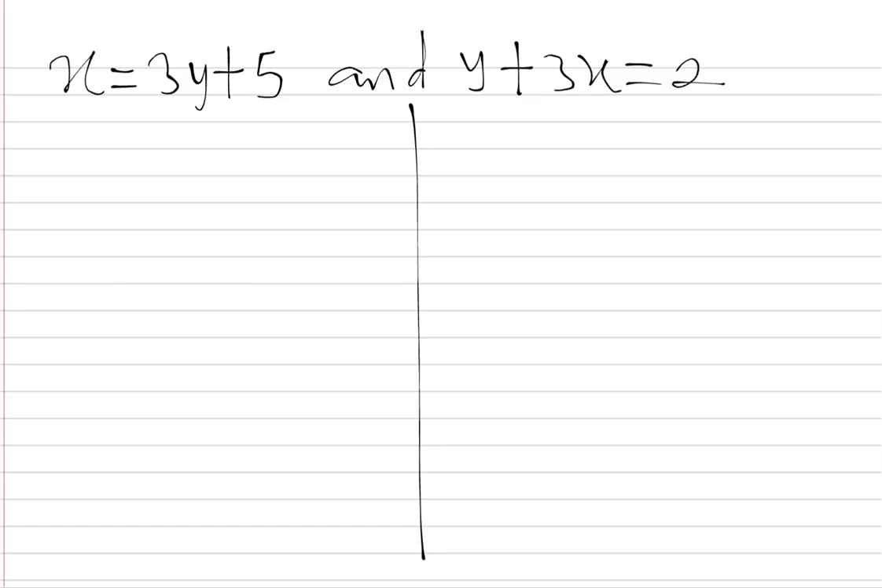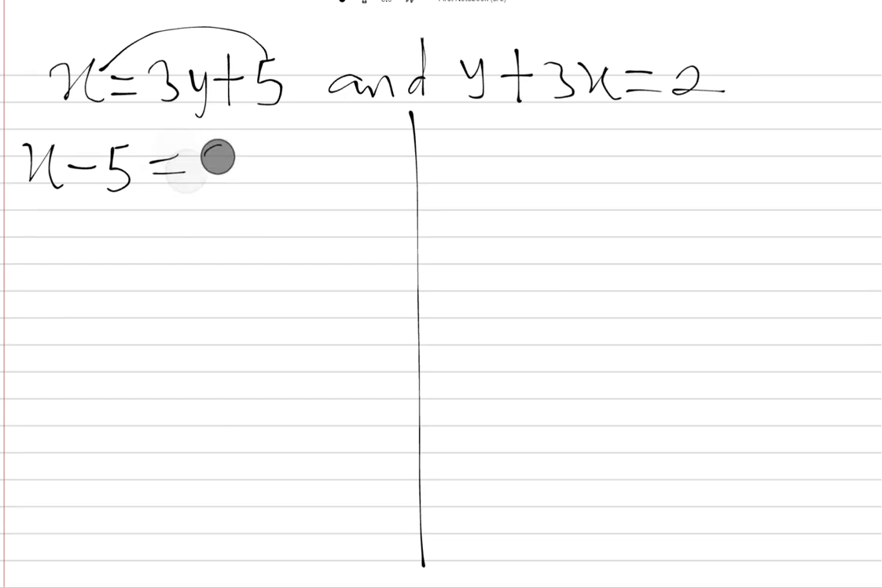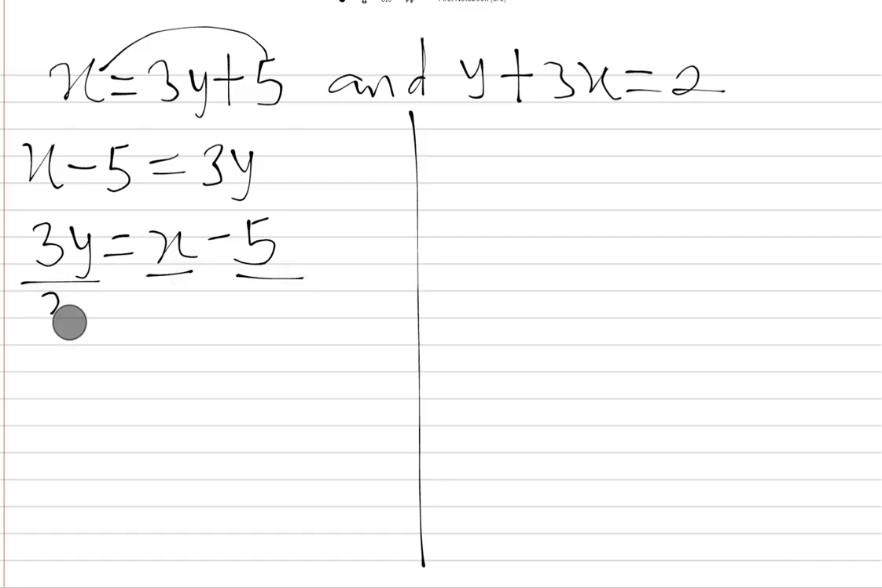So for this part I want to make y the subject of the formula, and this part I will also make y the subject of the formula. So here we have x minus 5, because I'll bring this 5 to this side, equal to 3y. That means I can say 3y is equal to x minus 5. Then what will I do? I'll divide through by 3, because 3 is disturbing my y. So divide by 3, divide by 3, divide by 3. Are you seeing that now?